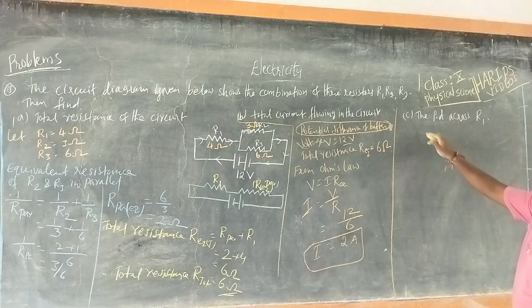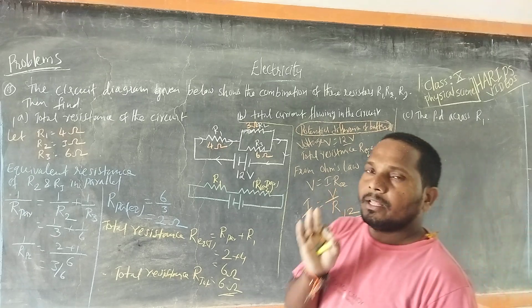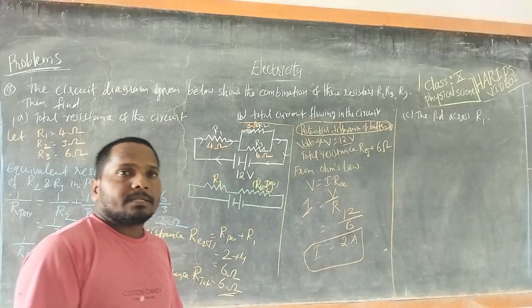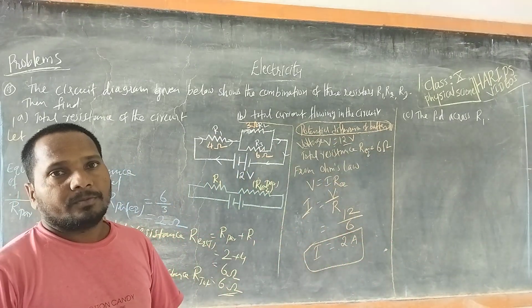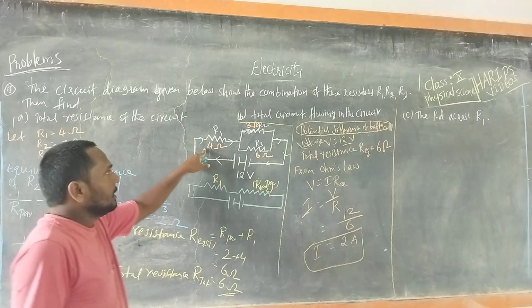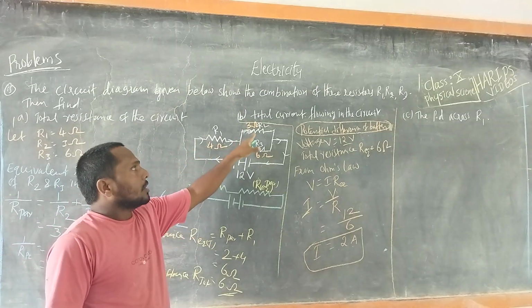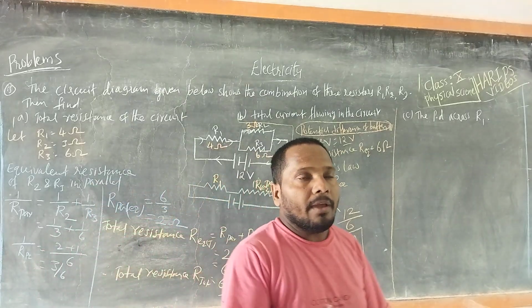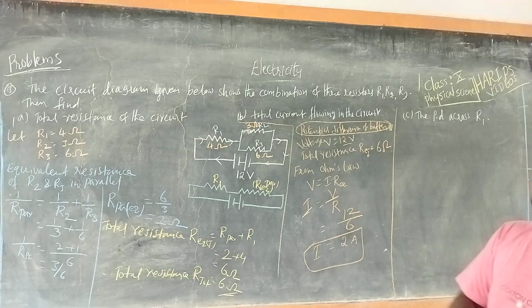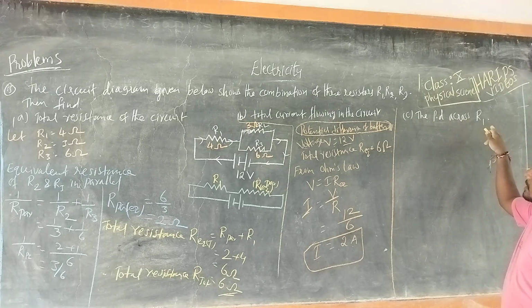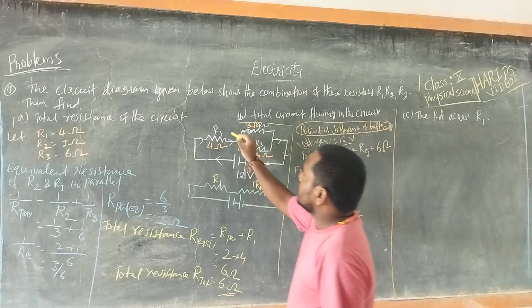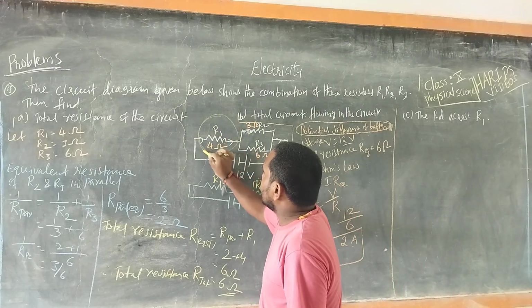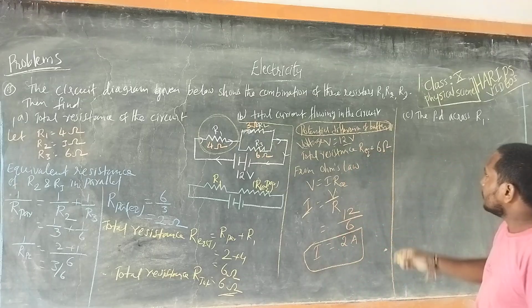Then calculate the potential difference across R1. Every resistor has a potential difference. R1 has a potential difference, R2 has a potential difference, R3 has a potential difference. So we can calculate the potential difference across R1. We need to find only the potential difference of R1.